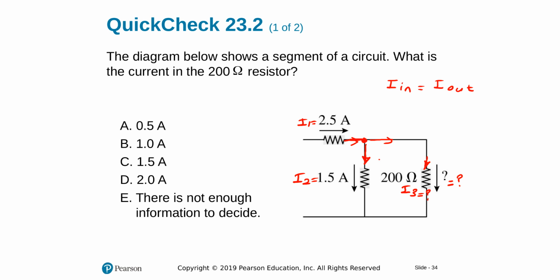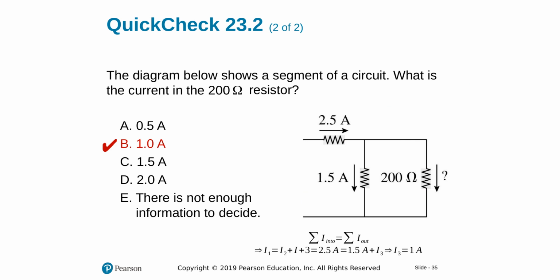I want to find my currents. I1 comes in, I2 and I3 go out. So the current in is only I1, and that's equal to I2 plus I3. If I put in all the known values, I'll find I3 as 1 ampere. 2.5 going in, 1.5 going out, and the other one should be 1, so they are equal to each other. In is equal to out. The full solution is also given here.